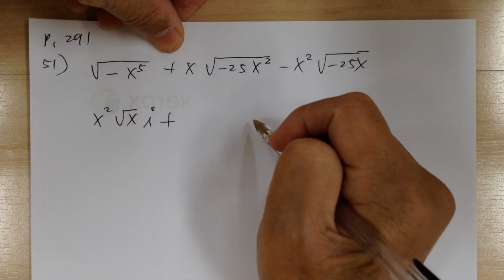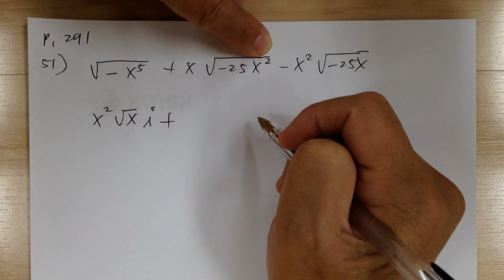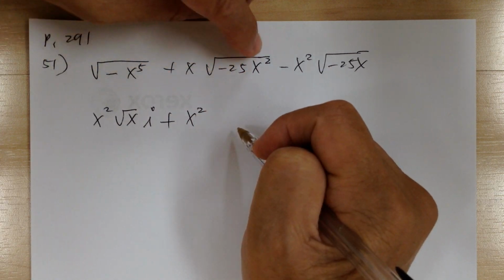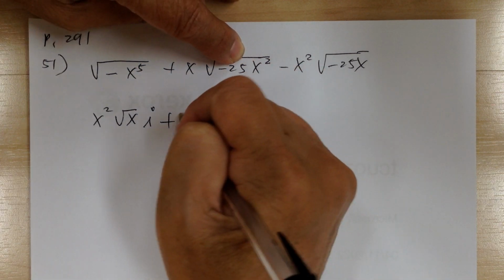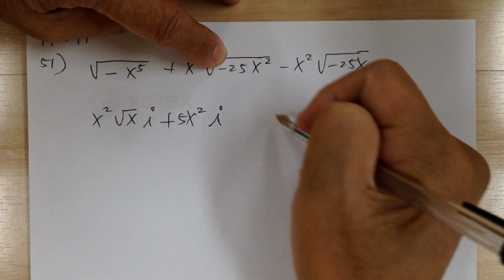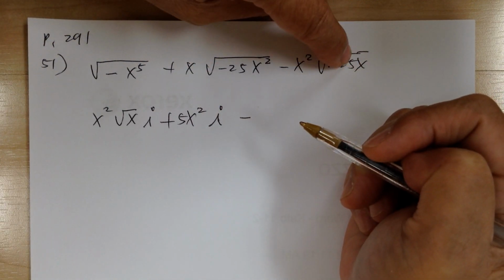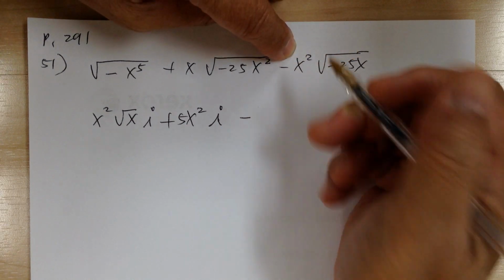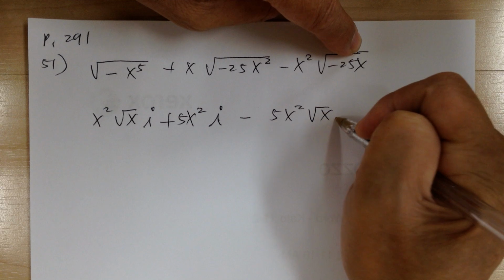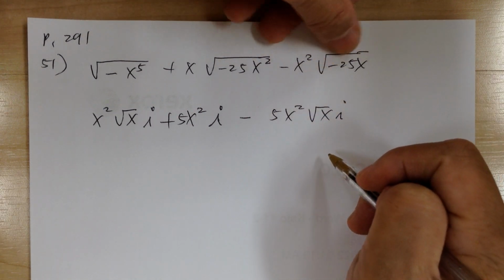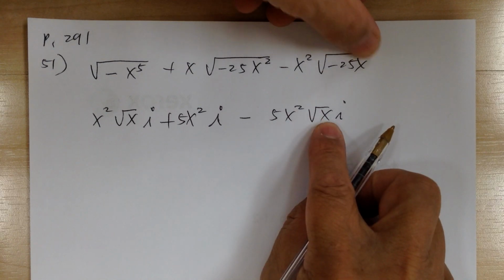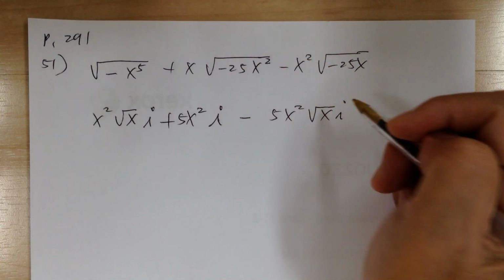Plus, again, this is going to come out: the square root of x squared becomes x, times this x will give me x squared, and the square root of 25 will give me a 5, and the square root of negative 1 will give me an i, okay? Minus, the square root of 25 comes out and becomes a 5, so it'll be 5x squared square root of x i, right? Again, this 25 comes out over here, and this one stays, and the square root of negative is i.